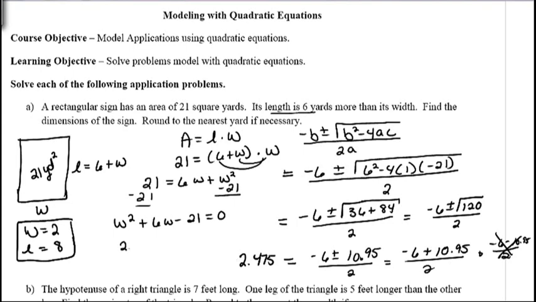So 2.475, and then the length would have been 8.475. If we multiply those two together, it should be a lot closer than the 16 that we got. So if we multiply these two together, we get 20.9756, which, if we were to round that to the nearest yard, would be correct.